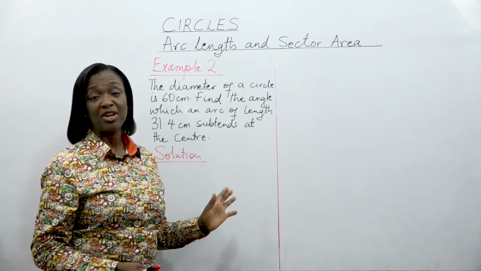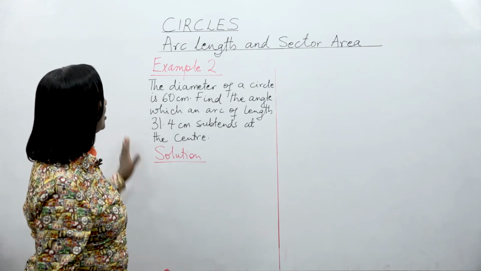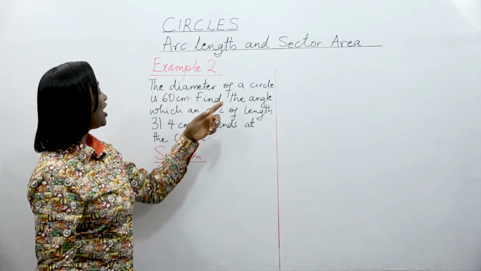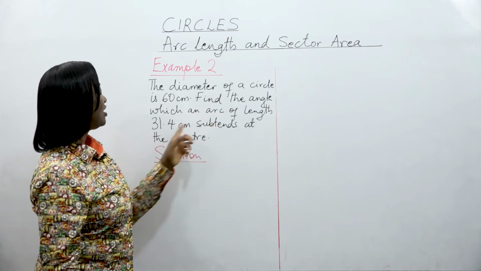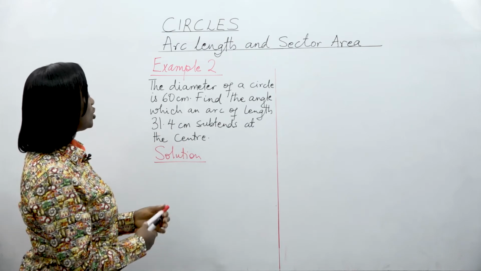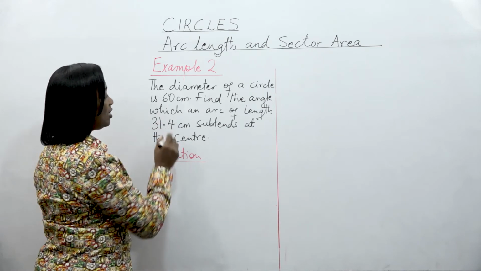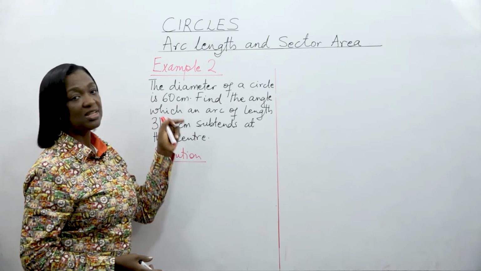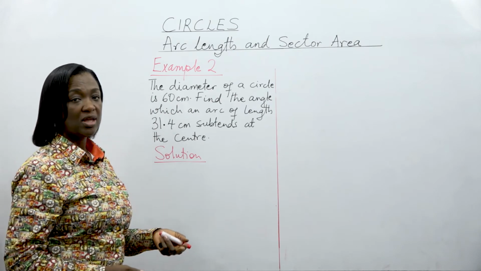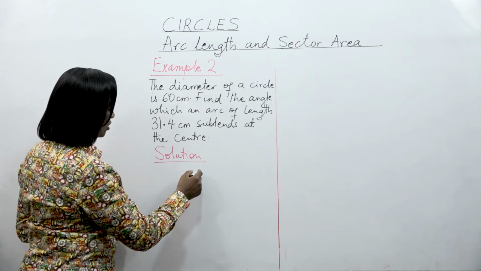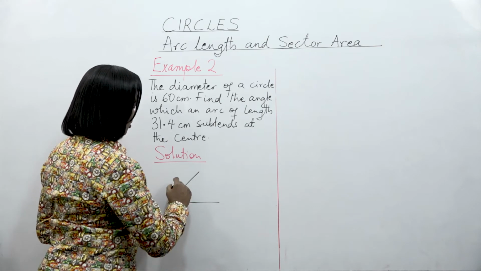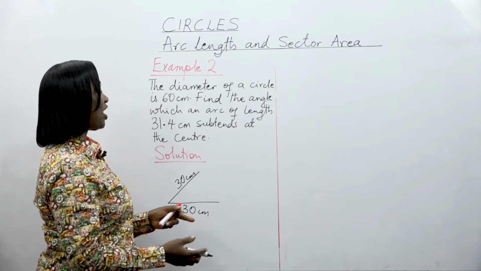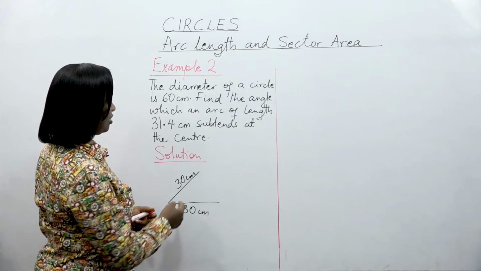We want to look at another example, and it says the diameter of a circle is 60 centimeters. Find the angle which an arc of length 31.4 centimeters subtends at the center. So let's sketch this information. The diameter of the circle is 60 centimeters. That means the radius is 30 centimeters. So that's 30 centimeters, and that's also 30 centimeters. Because if you have a sector, then you have 2 radii.